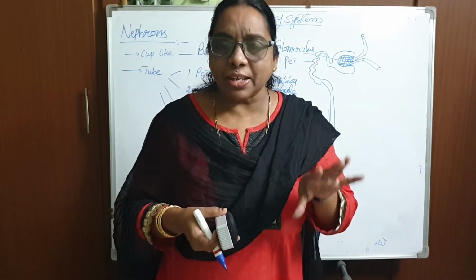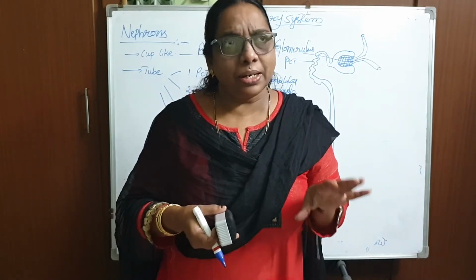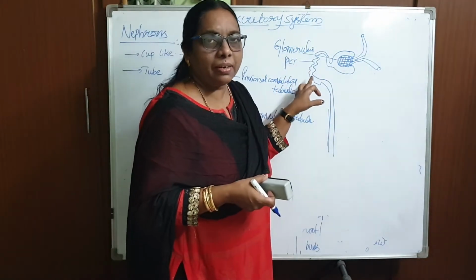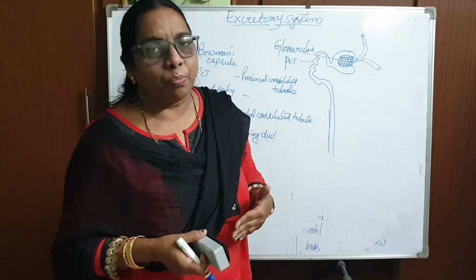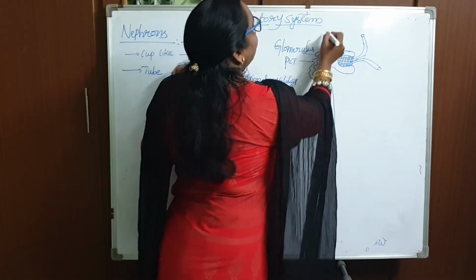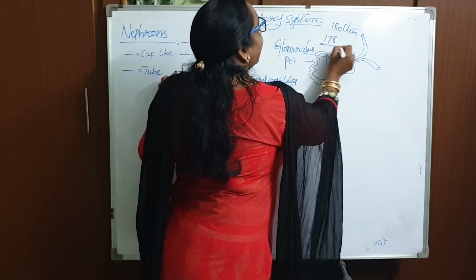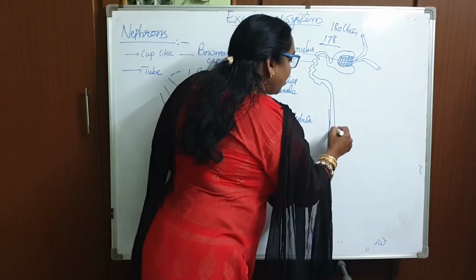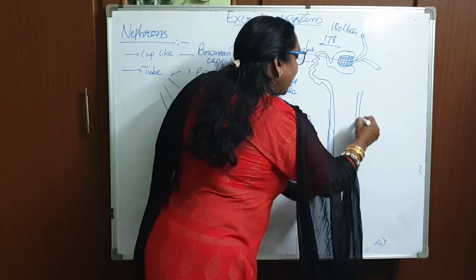The nitrogenous waste, along with the water and the urea, will be sent into this PCT, the proximal convoluted tubule. In the proximal convoluted tubule, the reabsorption process takes place. Out of the 180 liters, 178 has to be reabsorbed. Then finally this reabsorbed solution reaches the second part.